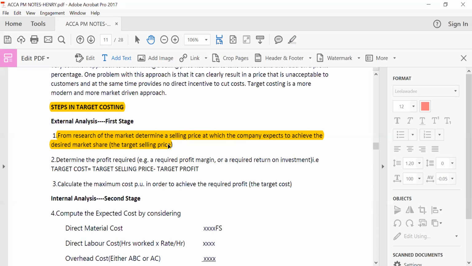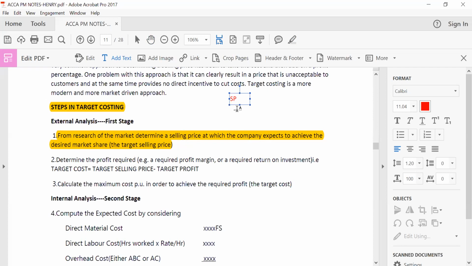And so they can ask, what if we are getting this information from customers? What if the actual value of the item is 10 Ghana cedis, and all the customers say it is 2 cedis? That will never happen, because it's a perfectly competitive market where information is available to everybody. You can't deceive me, my friend. So from research of the market, determine a selling price. There's going to be a selling price.